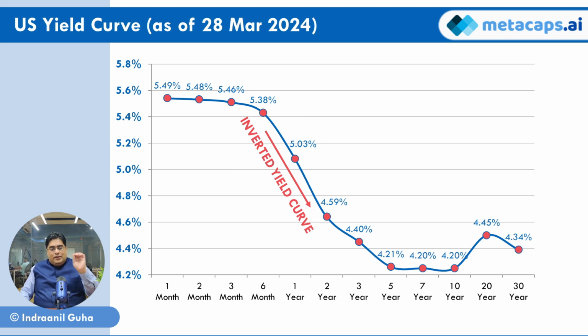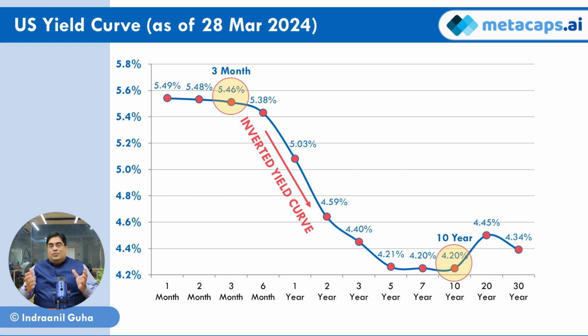To check specifically for inversion in the yield curve, the two most important durations that one needs to focus on are 3 months and 10 years. As you can see, right now, the yield on a 3-month US government bond is a staggering 5.46% per annum, whereas the rate of return, the yield on a 10-year US government bond is just 4.2% per annum. It's 1.26 percentage points lower. That's significantly lower than a shorter duration US government bond.